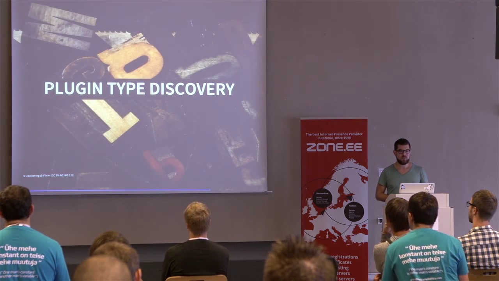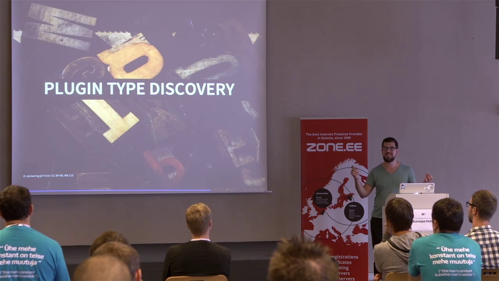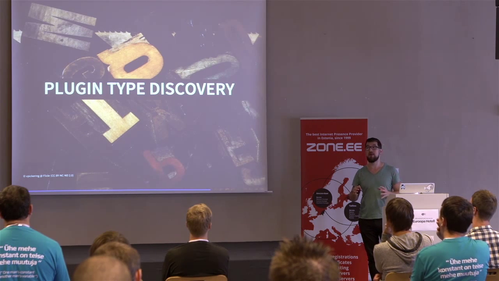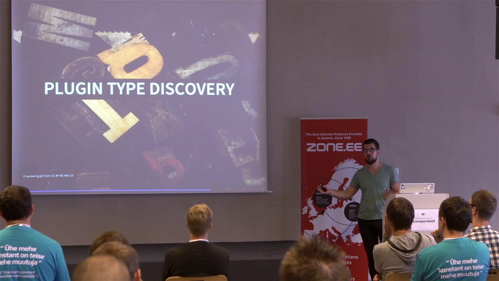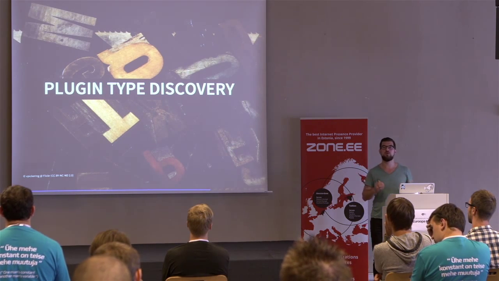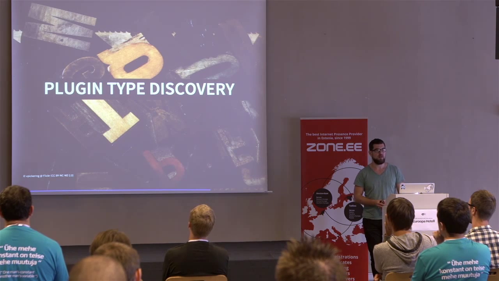And as I said before, there's no way in core to discover which plugin types are available. Once you know the plugin type and you have the plugin manager, you can figure out automatically which plugins are available of this type. But then you have to know the plugin type and hard code that in your code. But what if you want to build functionality that works with any plugin type? Blocks or field types or image styles or whatever you want.